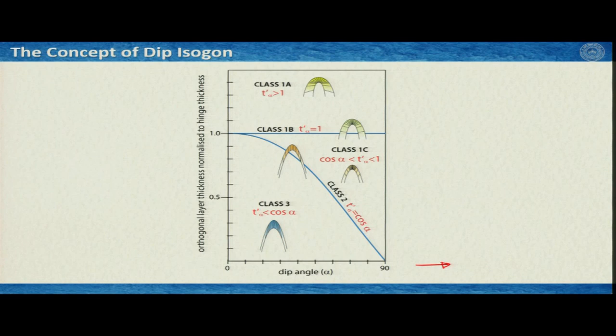Then we have class 2 and then we have class 3. So, the field of class 1 is this, class 2 is represented by a single curvilinear line and class 3 is this one. Okay. Now, we will see what is the meaning of this class 1A, 1B, 1C and then class 2 and class 3. We'll take them up separately and discuss their implications, their geometries and so on.